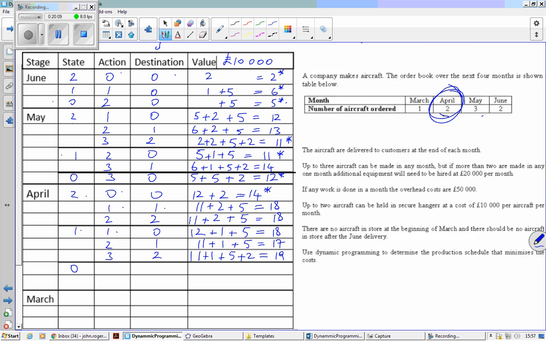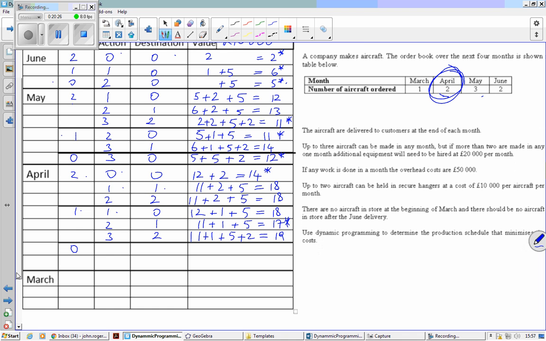Now we've got to come to the end of this particular state for the stage of April, and the least value that we have is the 17, so we put a star there. Okay, so we're still nearly done with April, got one more state to do. That's the state where none are left in storage. Now again, we keep going back to the fact that April has a demand of 2, so it's going to have to at least produce 2, but could produce 3. Remember, can't produce any more than 3 aircraft. If 2 are produced, then we're not going to have any left in storage, but if 3 are produced, we're going to have 1 left in storage.